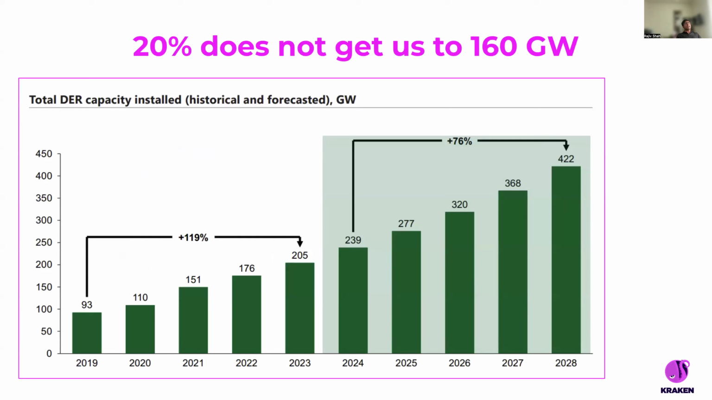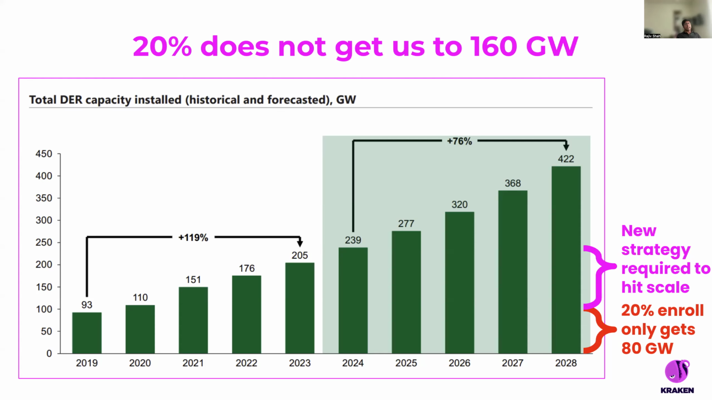And so the point here is that if we continue to go at a low 20% enrollment number, you're not going to get to 160 gigawatts. That 20% enrollment only really gets you to about 80 gigawatts of that aspirational number that has been laid out in the Liftoff report. We really need a new strategy to hit scale here.